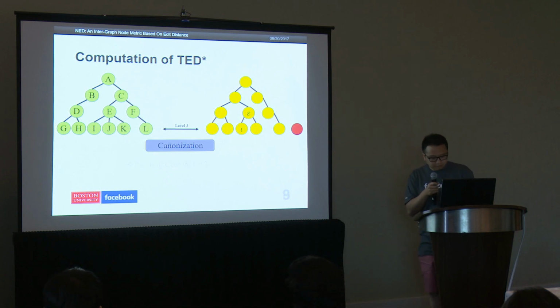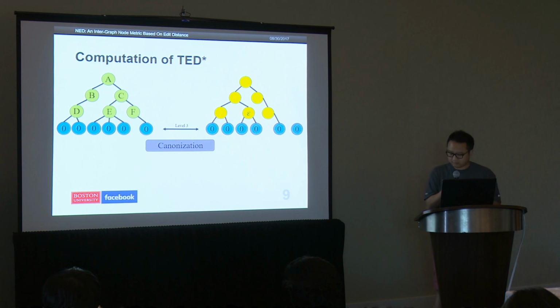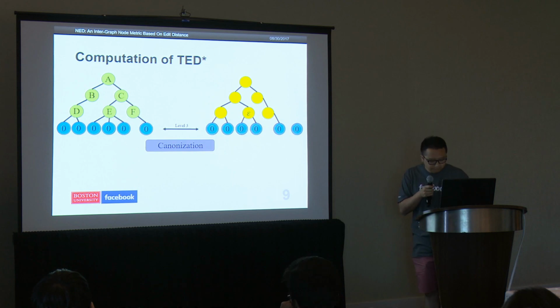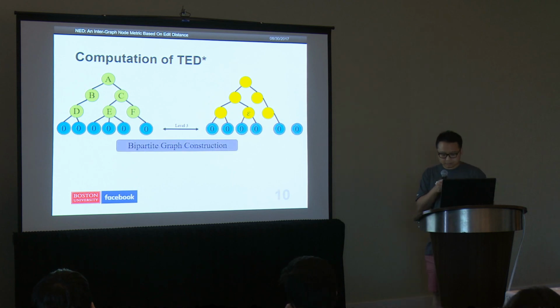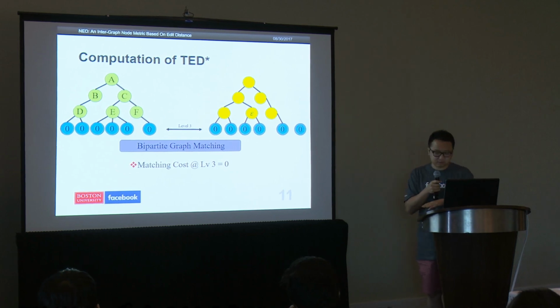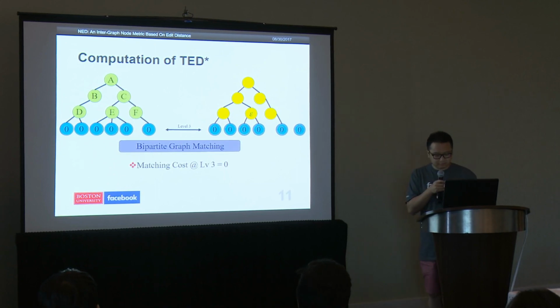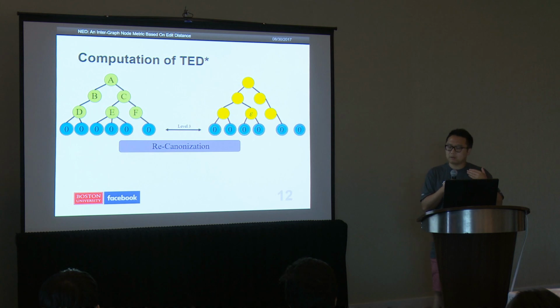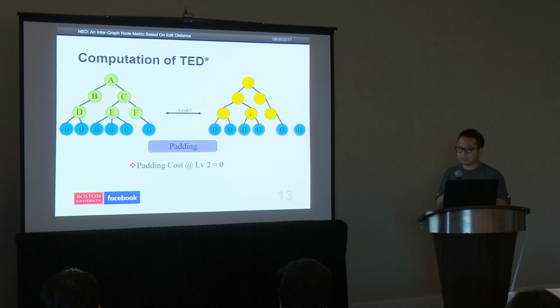And after the padding, we will do the canonization. It's similar to the tree isomorphism algorithm. For the leaf nodes, we can just assign 0 to them because they don't have any children. They are equivalent. And then we construct a bipartite graph for this one, so the nodes will just connect to each other. And then we calculate the bipartite graph matching cost. The matching cost is the other part of the edit distance. So for this example, right now for this level it is 0. And then after the bipartite graph matching, we do the recanonization, so we realign the nodes in the same level. And then we move forward to the next level.